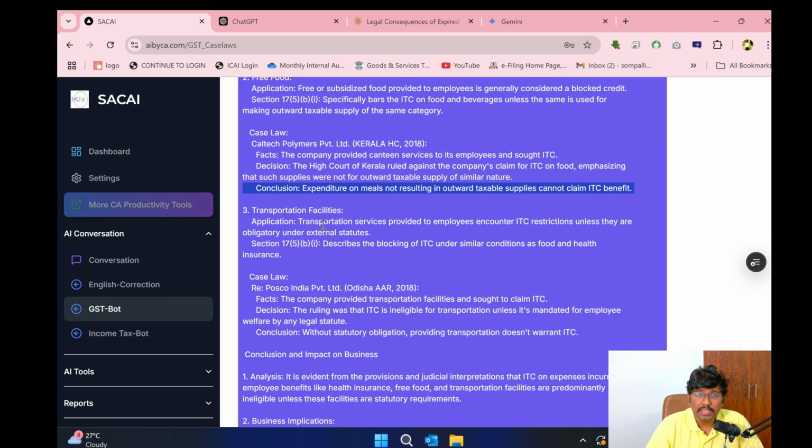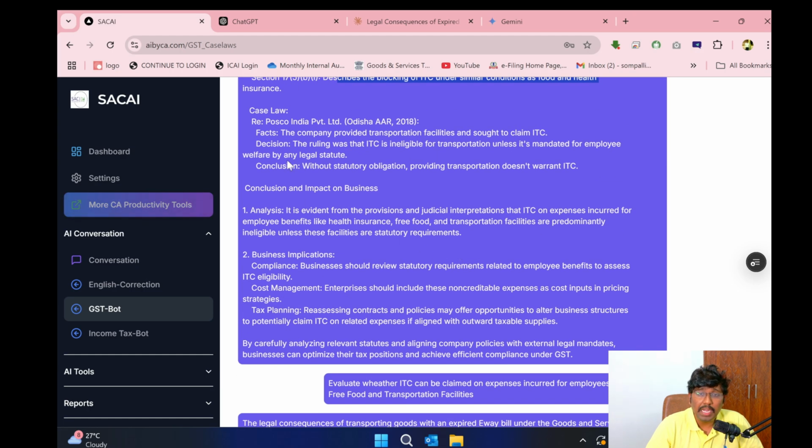Transportation: many software companies are claiming this ITC. It is described as blocked, except where it is mandated by law, in case it exceeds time limits. If the employees are being transported to different places, there is one case law on this, and the ruling is that it is ineligible unless mandated for employees by the legal system. So it has given the conclusion, analysis and business implications, tax planning, and careful review of the relevant statutes and the company's legal mandates.